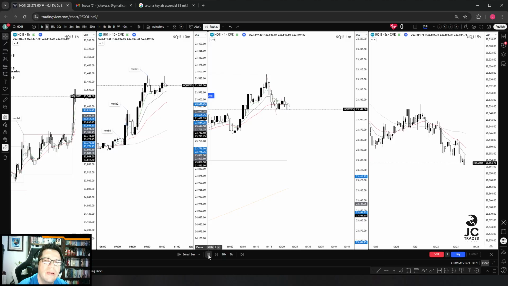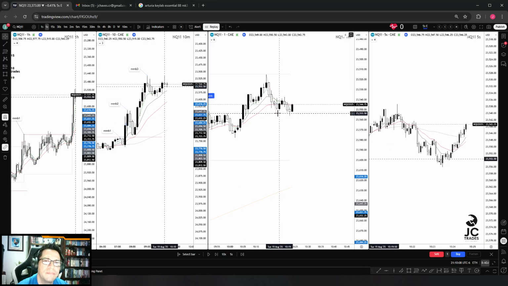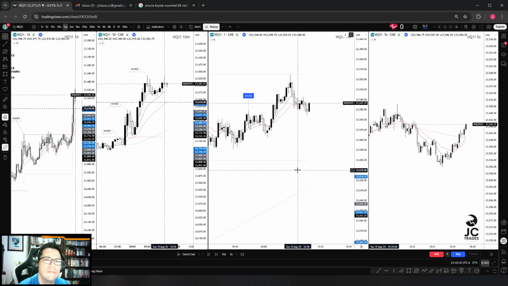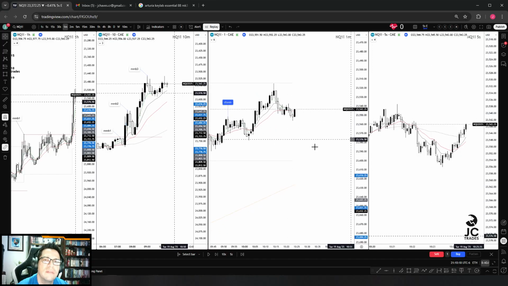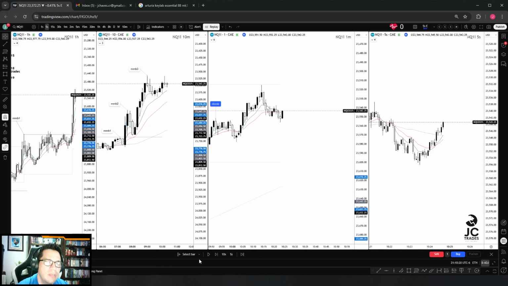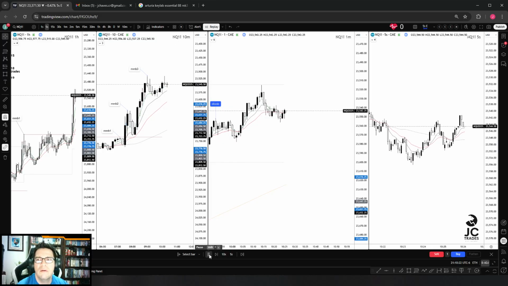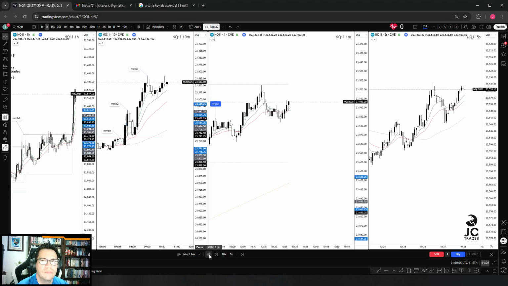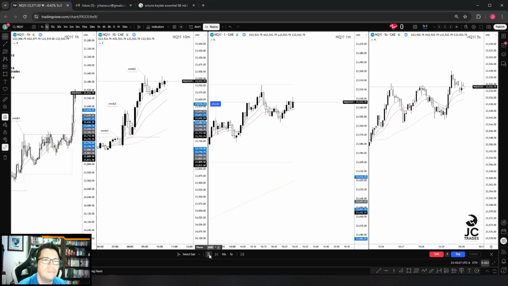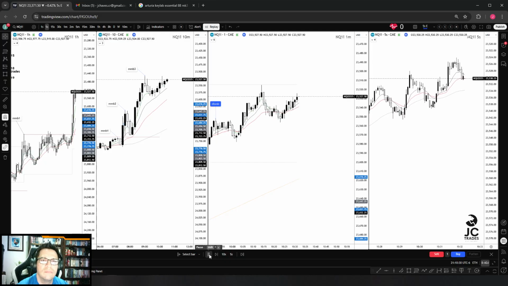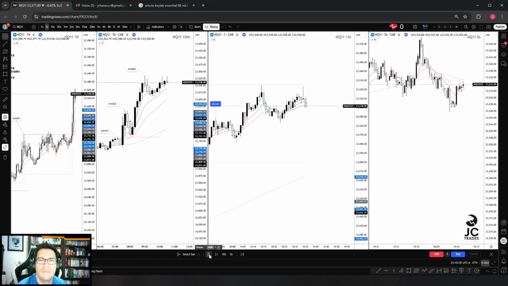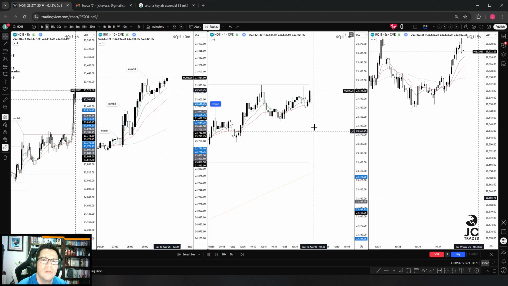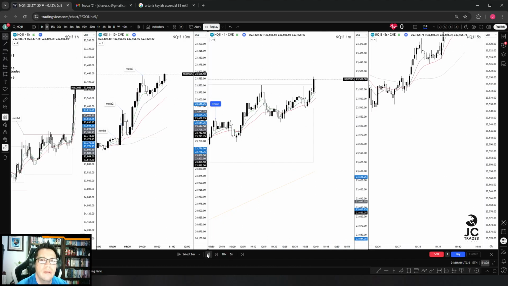And then price basically failed on the validation. So this kind of MMB was not valid, as we saw, with price coming below the EMAs. Now let's see how that goes. So a lot of wickiness there.